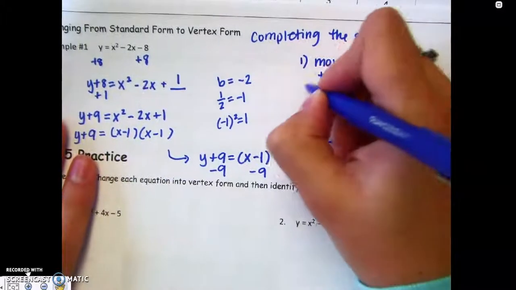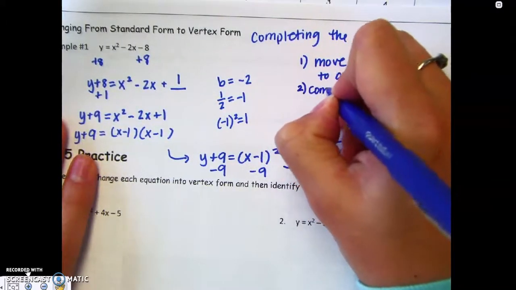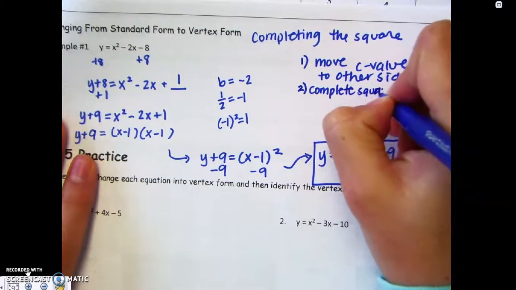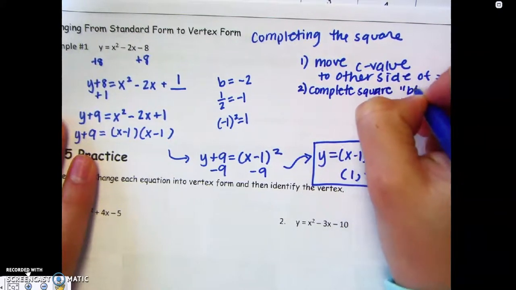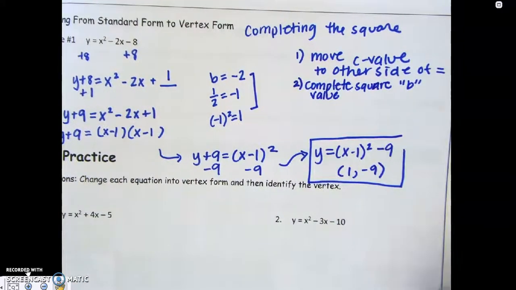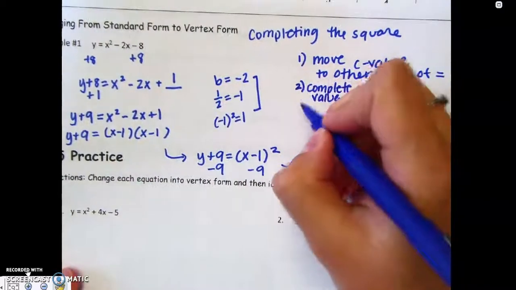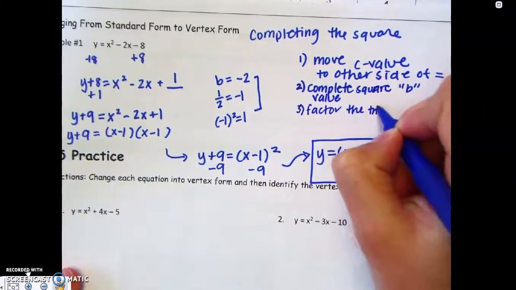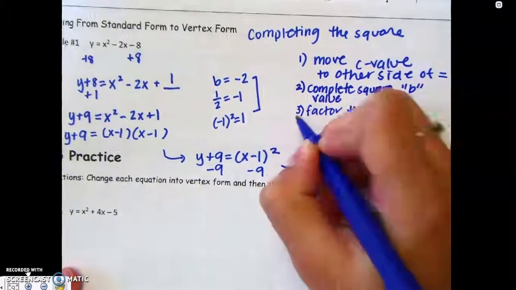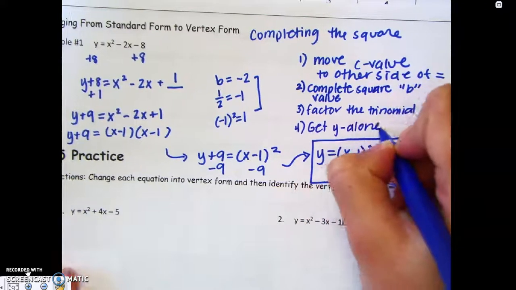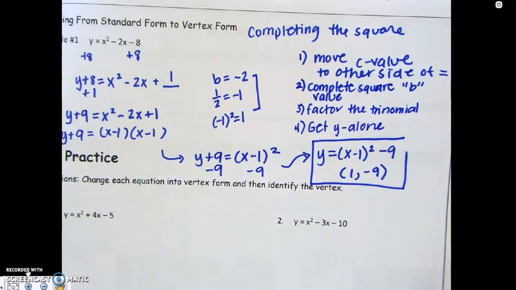So the second step of this would be to complete the square. That's like taking the b value. That's this part. Complete the square. Add the number to both sides. Factor the trinomial. And then your last step is to get y by itself. As you're working through this, these might help you to remember the steps of completing the square.